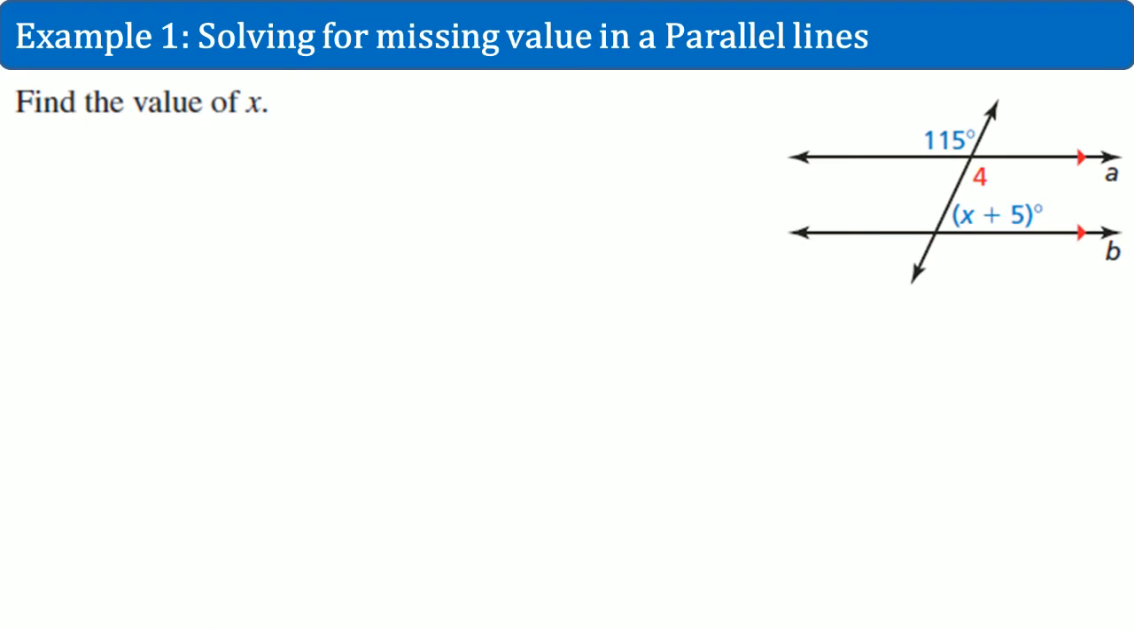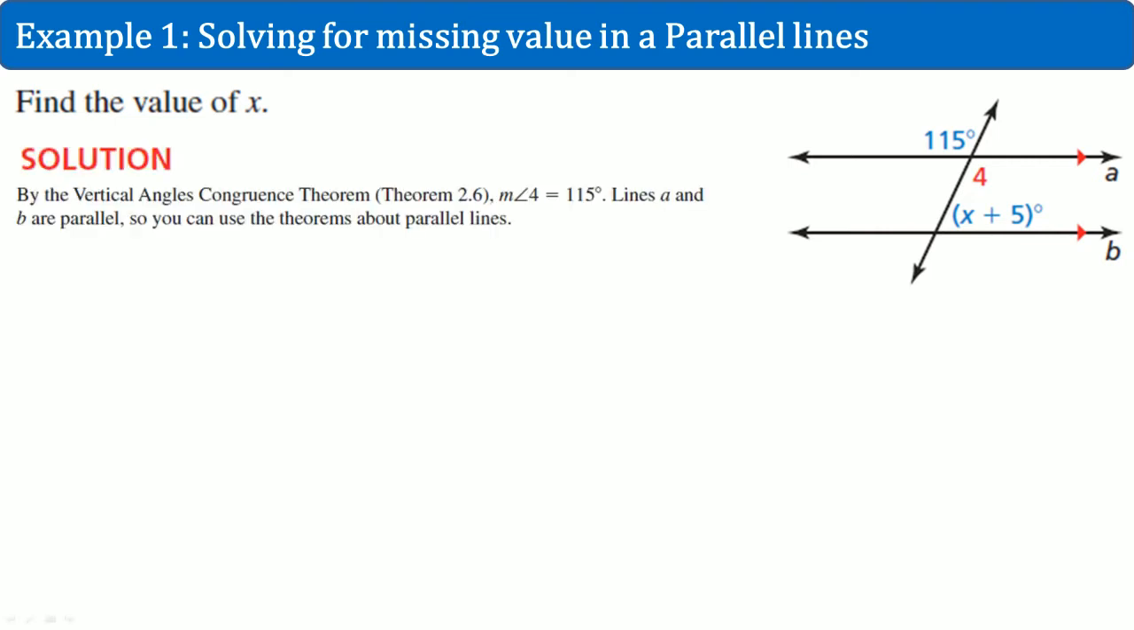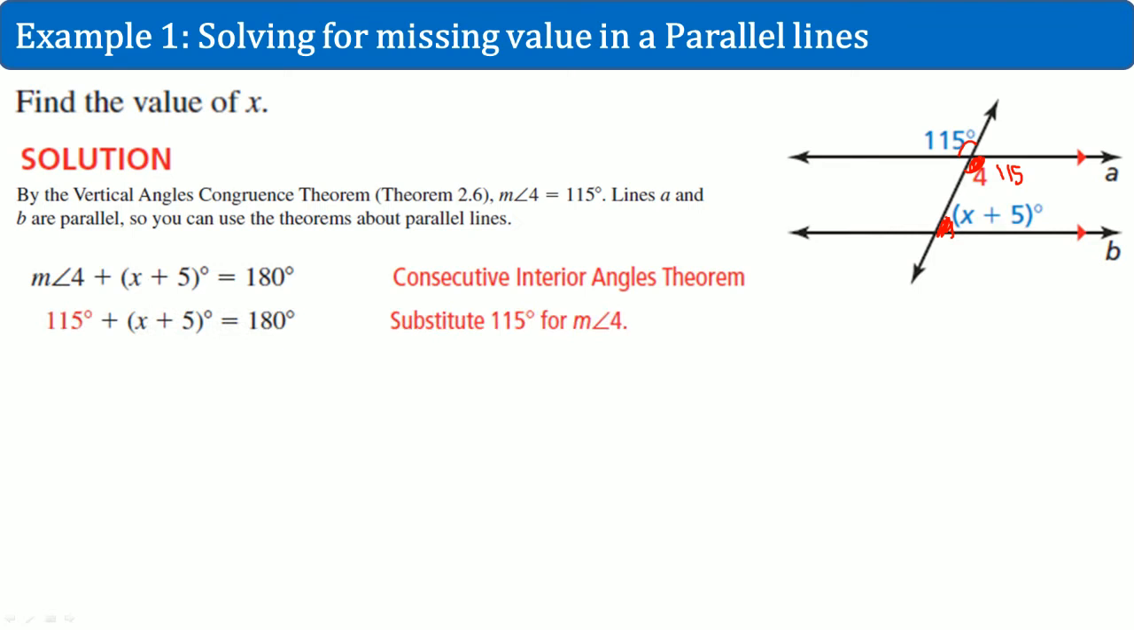So let's do an example. You're going to solve for the missing value in a parallel line. So here you're solving for the value of x. So here's the solution. First of all, you have to use vertical angles to know that angle 4 is equal to 115 degrees. So this and this are the same because of vertical angles. Then you could set up the equation. This angle and this angle here are consecutive interior angles. They add up to 180 degrees. We know that angle 4 is 115 degrees, so now they made that substitution.